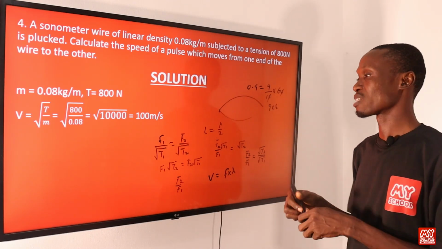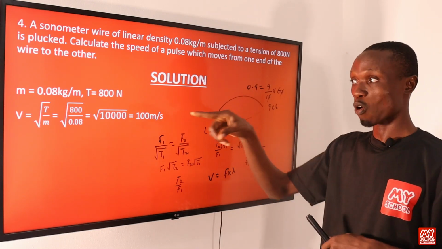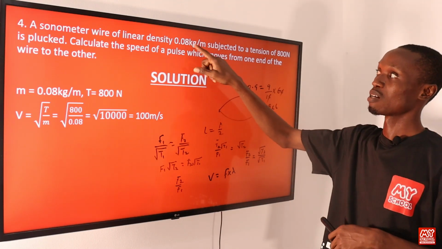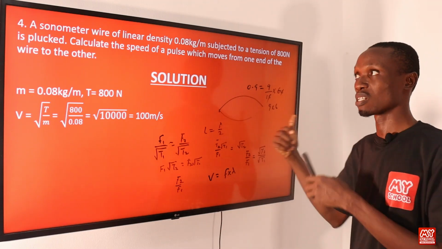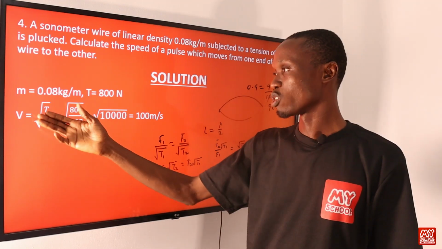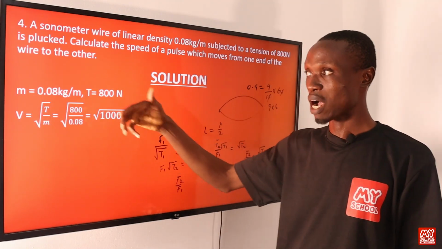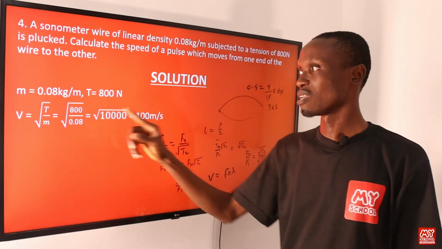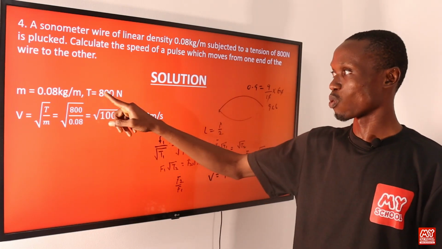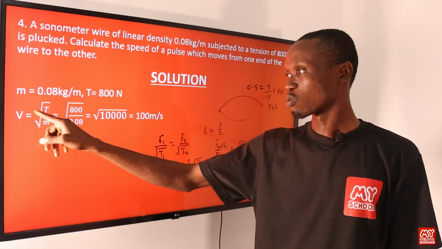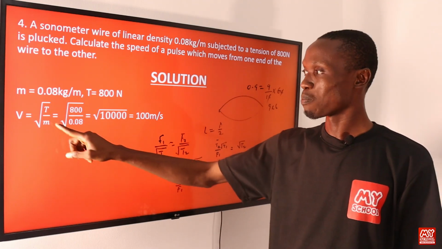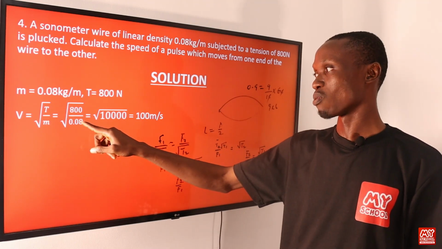Mass per unit length. That is mass all over length, okay? So the unit of mass is kilogram, while the unit of length is meter, which is the same thing as this. So another word for mass per unit length is linear density. So take note of that. So here we just substitute, since we already know M, which is mass per unit length or linear density, to be equals to 0.08 kilogram per meter, and the tension is given to us to be equals to 800 Newton. So we just substitute into this formula. So in place of T, we replace it with 800, while in place of M, we replace it with 0.08, okay?